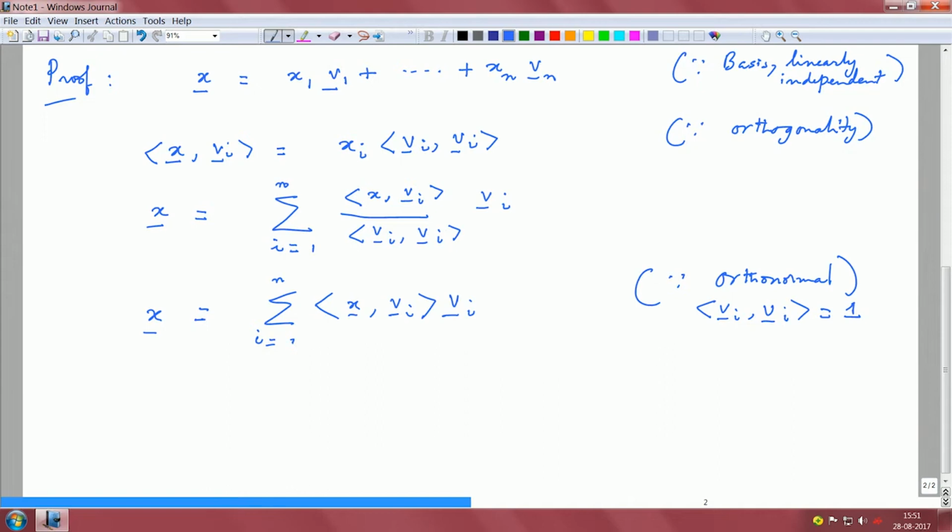So, what we have done now is taken a vector and expressed it in terms of an orthonormal basis, and we can exactly compute what the coordinates are. So, it is a pretty straightforward result.